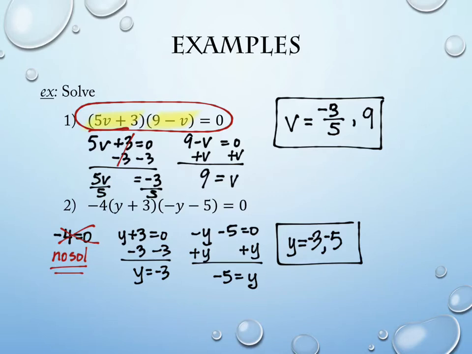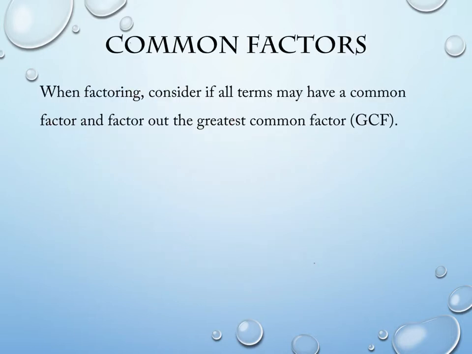Okay, so 1 and 2 are actually kind of nice because they were already in these parenthesized pieces. They were already factored. But they're not always factored, right? Sometimes we end up with polynomials that are not in factored form. So one of the issues with factoring to look at is to consider if all the terms have something in common, like every term has something in common. And if so, then we would factor out that greatest common factor.